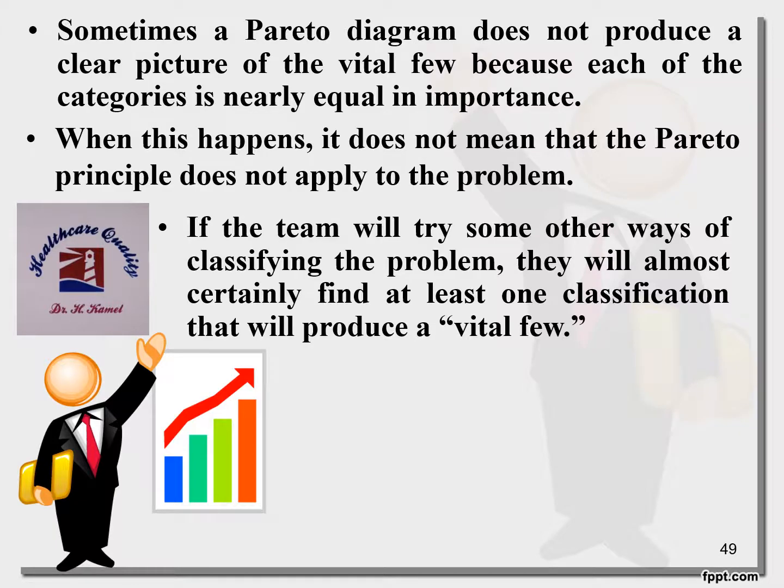Sometimes a Pareto diagram does not produce a clear picture of the vital few because each of the categories is nearly equal in importance. When this happens, it doesn't mean that the Pareto principle doesn't apply to the problem. If the team will try some other way of classifying the problem, they will almost certainly find at least one classification that will produce a vital few.